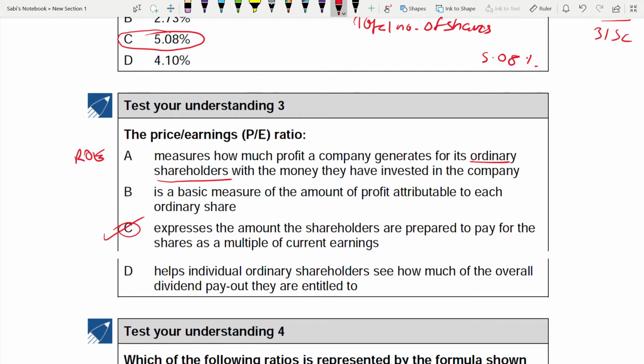When you're studying, when something is wrong, don't just click the right answer and go to the next one. Understand why something is wrong. It will help you to understand and learn it better. Why is this wrong and what does it measure? So first one is return on equity. It could be return on capital employed also, but because of the words "for its ordinary shareholder", that's return on equity.